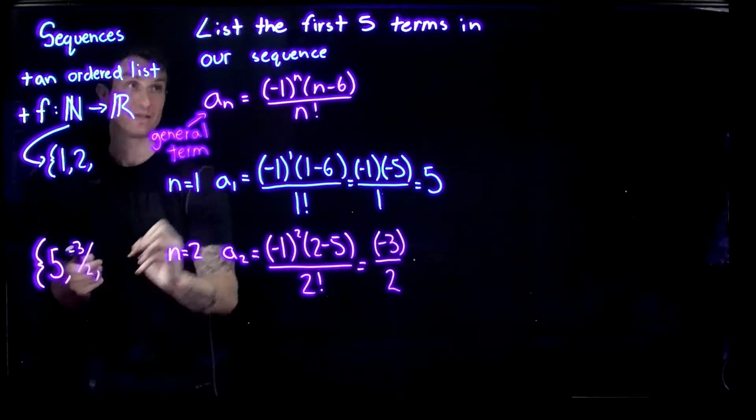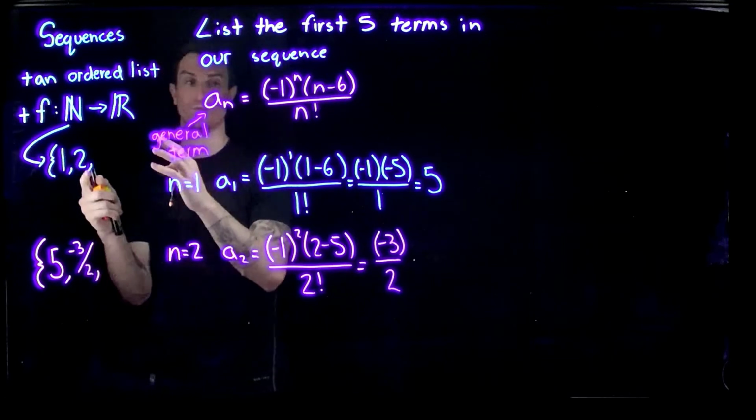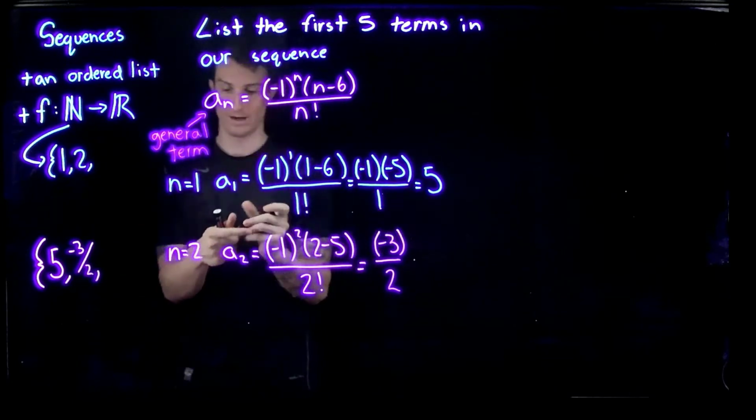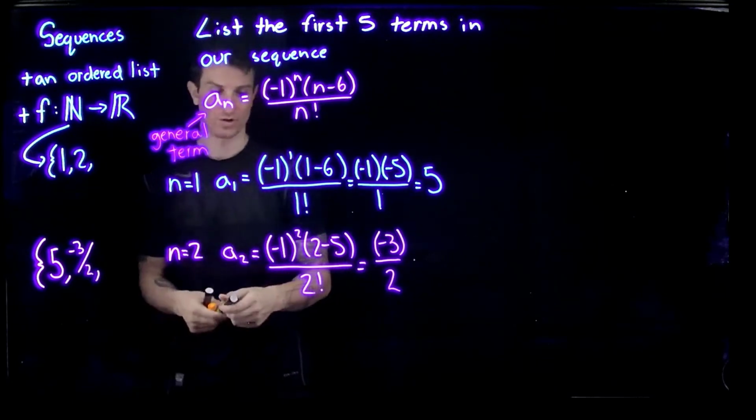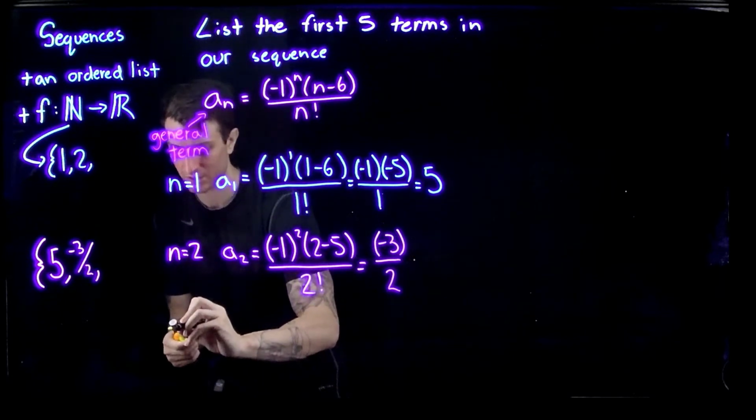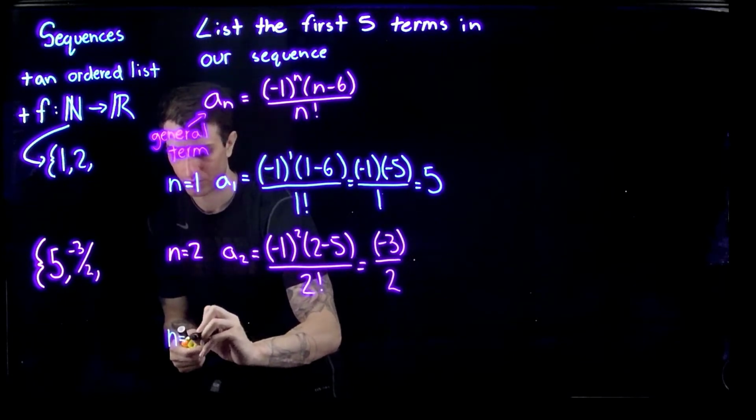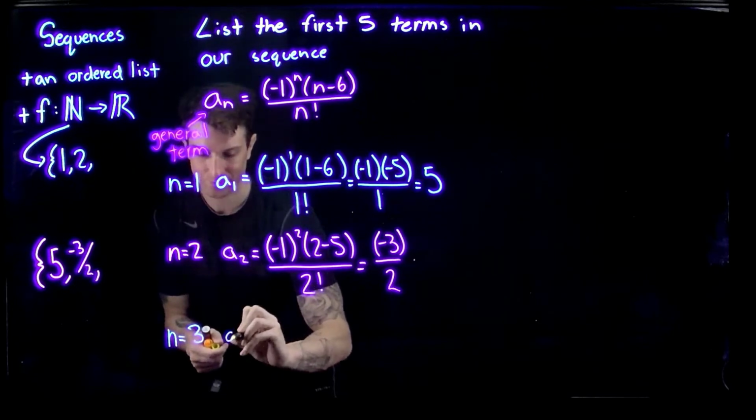And we're just going to keep repeating this process for the first 5 terms, which would be 1, 2, 3, 4, 5. Let's do our next one, and then maybe pause the video after we work together on 3 here, which is a sub 3.